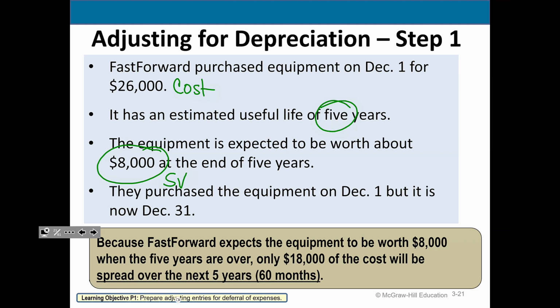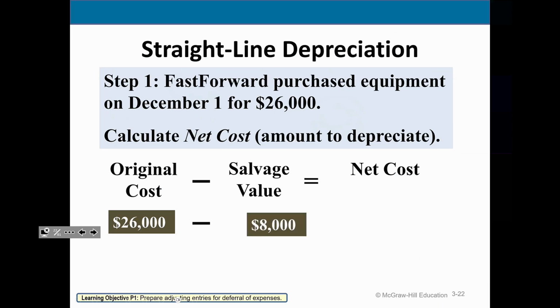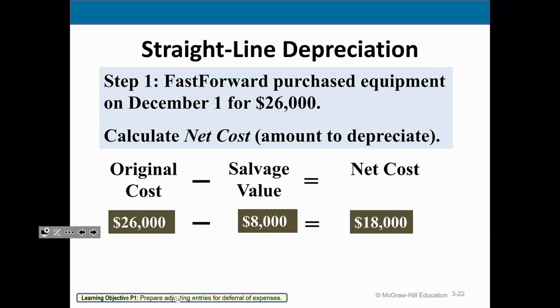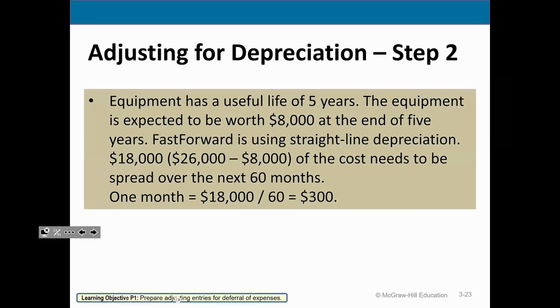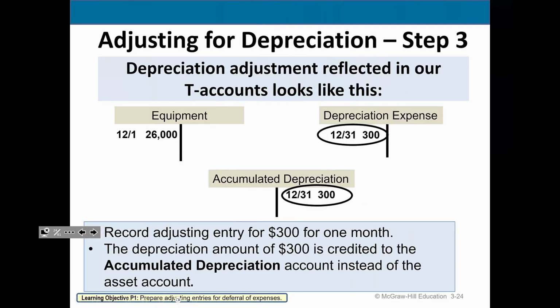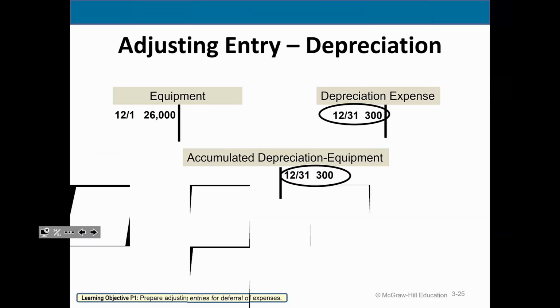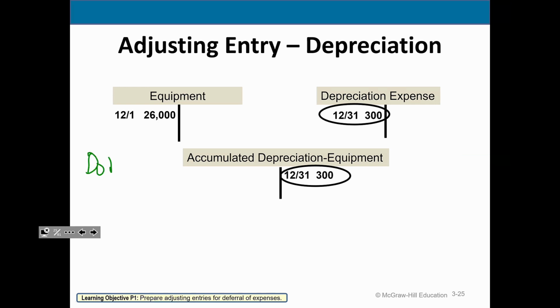So we'll do that on Friday. So see, you got your 26 minus your 8 gives you your 18, and then you divide that by your 60 because you have each month, and then you record depreciation expense and you credit accumulated depreciation. So you do not credit the asset. Okay, write that down so you don't forget and you don't get that wrong on the test. Do not credit the asset.